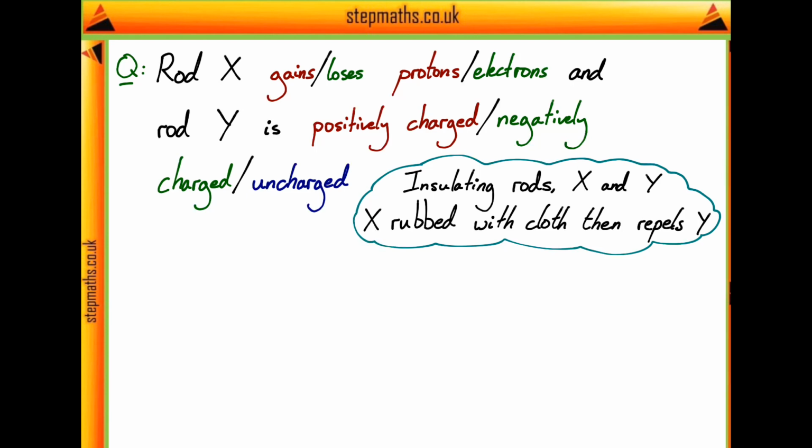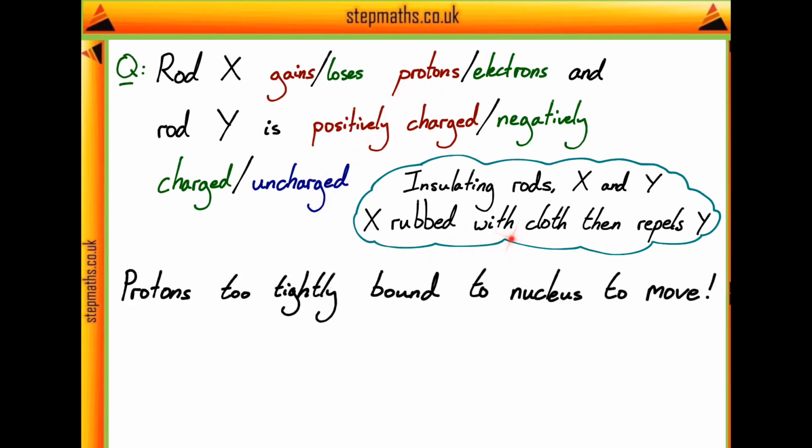Okay, so to go about answering this question, let's think about some of the information we've been given. One of the options we're given is that the number of protons on rod X is changing, that they're being gained or lost. Well, protons are inside the nucleus of an atom. They're not just free moving around a rod. They are stuck inside the nucleus. And they're actually bound really tightly inside the nucleus, and you couldn't just remove a proton from a nucleus very easily whatsoever. So actually, they're going to be too tightly bound to be removed by just rubbing a cloth against a rod X. So we know that actually the number of protons isn't going to change at all.